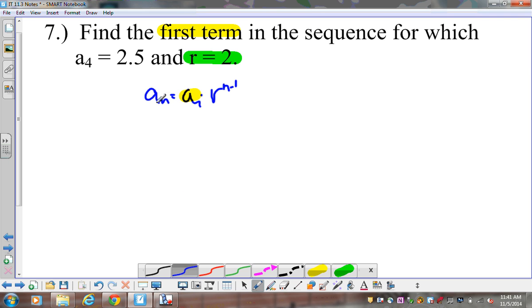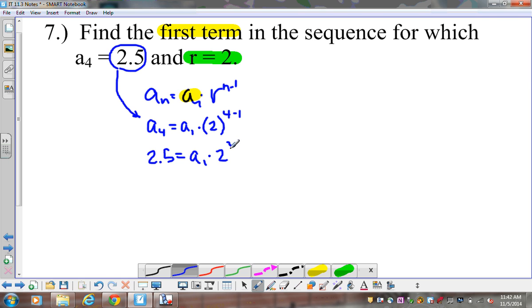They give me my fourth term is 2.5. So I'm just going to substitute. We've got A sub 4, I don't know my first term, times my common ratio, which is 2, raised to the, I've got my fourth term, so my n value is 4 minus 1. Because I know my fourth term is 2.5, I can substitute that into A sub 4. So 2.5 is my first term, times, 4 minus 1 is 3, so this is going to be 2 cubed.